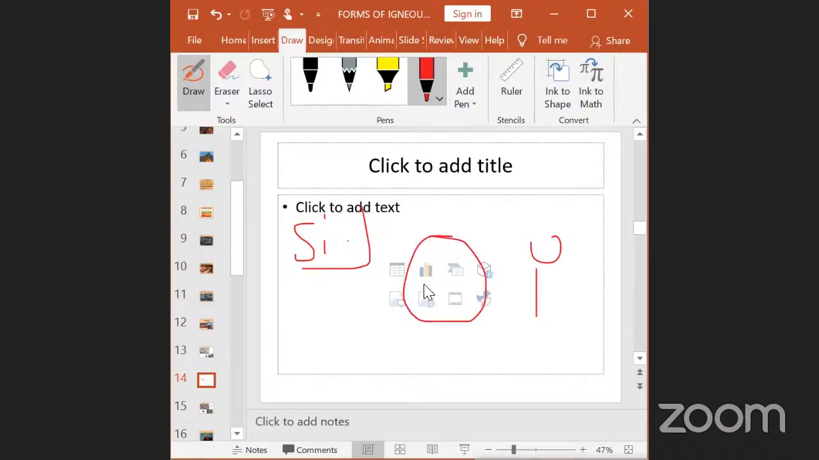The three typical forms of igneous intrusions, that is sills, laccolith, and also lopolith, can be explained by this property of the viscous nature of magma.